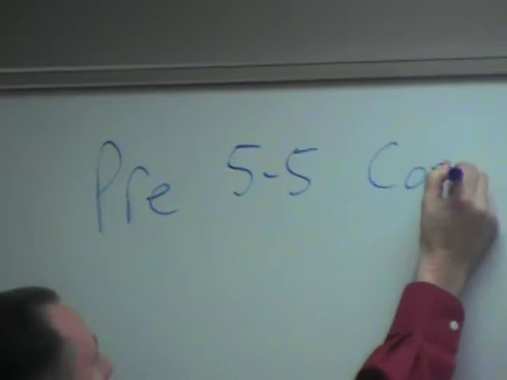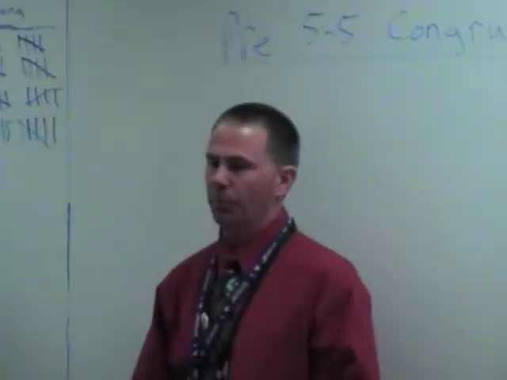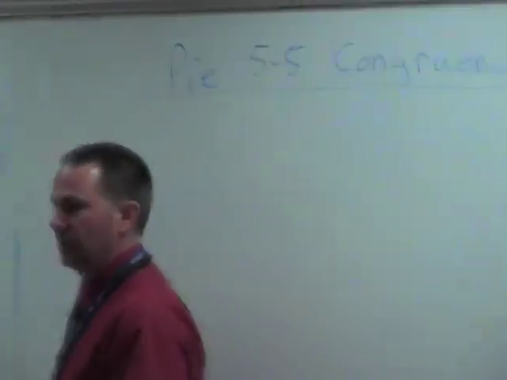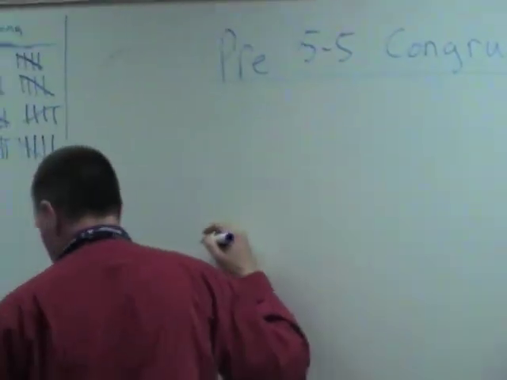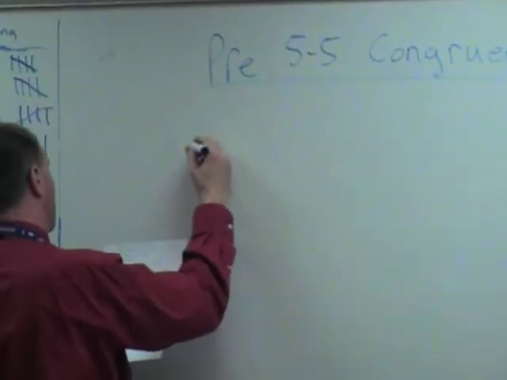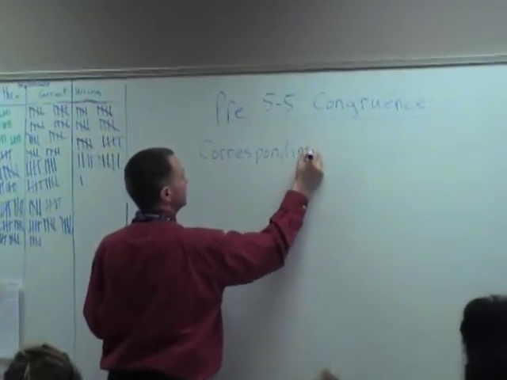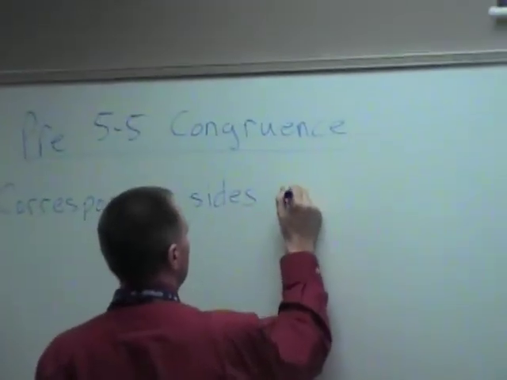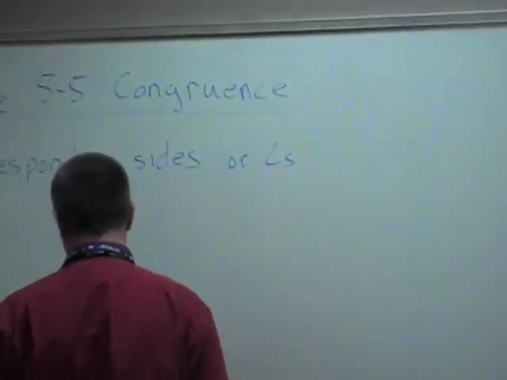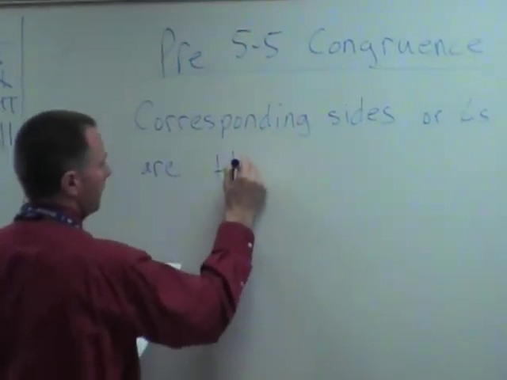Section 5, it's congruence. We already talked about congruence when we were doing proportions and similarity. So, when shapes are congruent, corresponding sides and angles are the matching pieces of two figures.